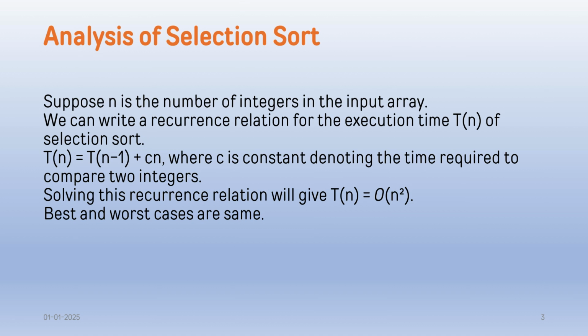Ignoring the constants, and writing theta of n as some constant c multiplied by n, we can write the same recurrence relation as T(n) equals T(n-1) plus cn. On solving this recurrence relation, we get T(n) equals order of n square. Note that for selection sort there is no best or worst case. All cases are equally good or bad.